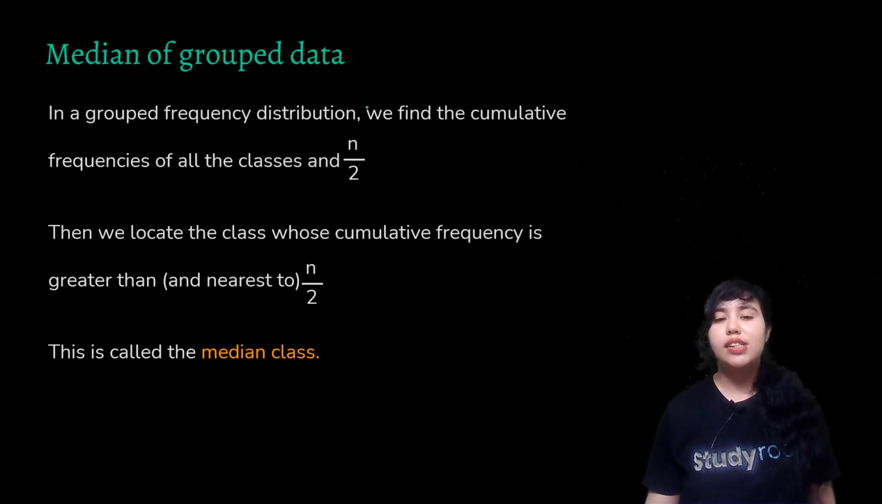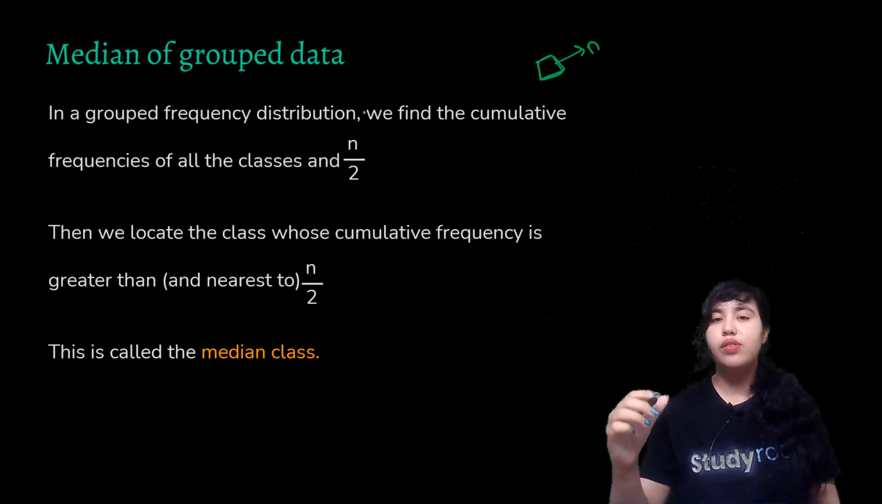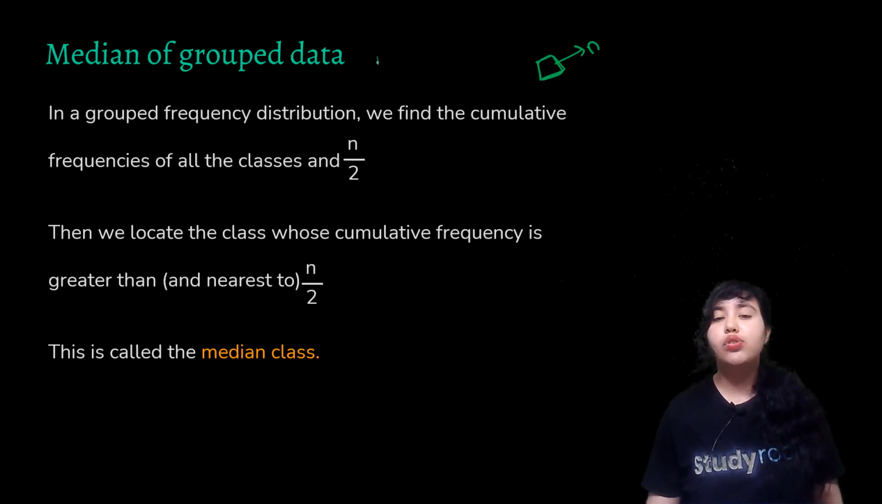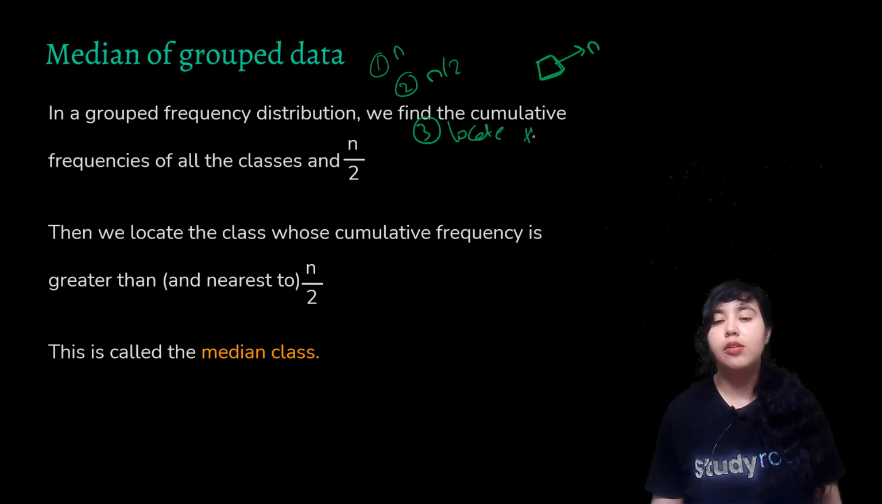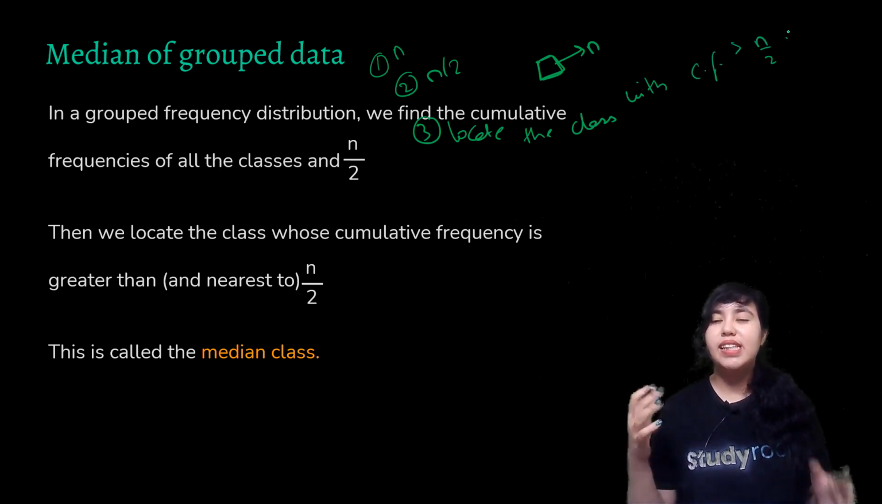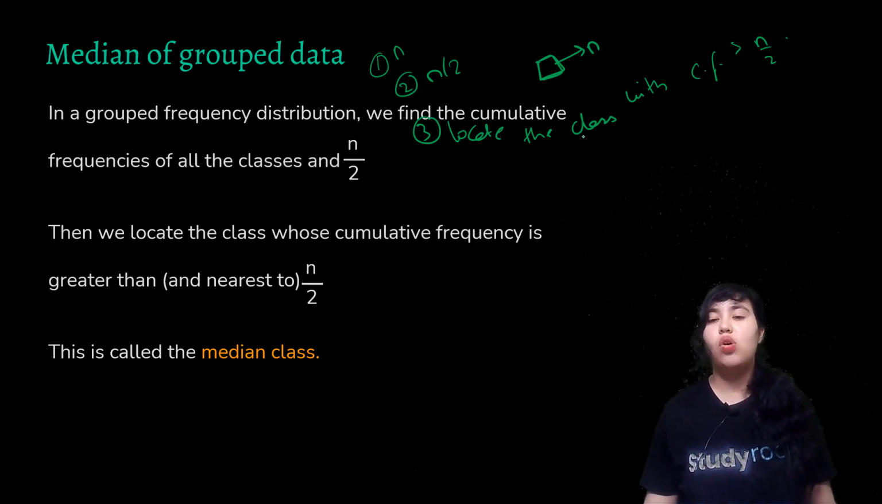So in a group frequency distribution, whatever you're getting as the end value for cumulative frequency is what is your n. Okay. So whatever you were having as the last cumulative frequency, that becomes your n. What you need to do is, first of all, find this n, then divide this n by 2. Then you need to locate the class with cumulative frequency greater than n by 2, or basically near about n by 2, and that class is called the median class.